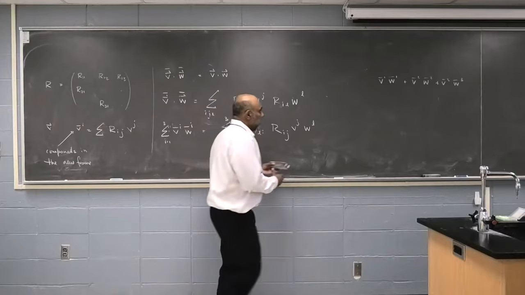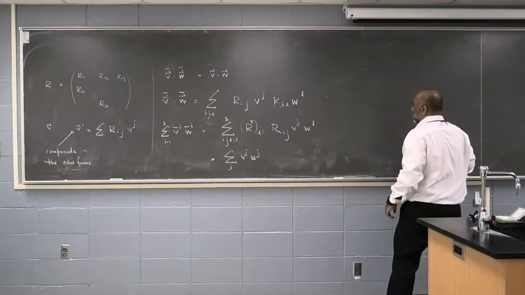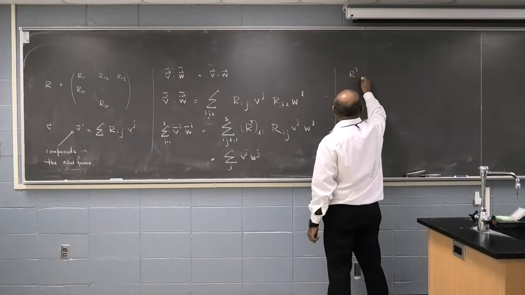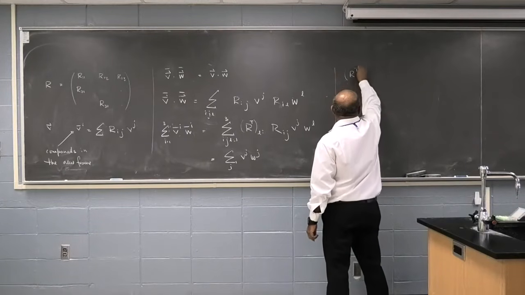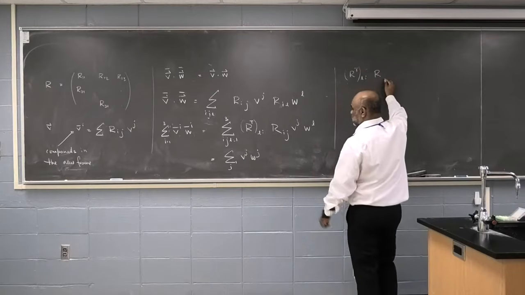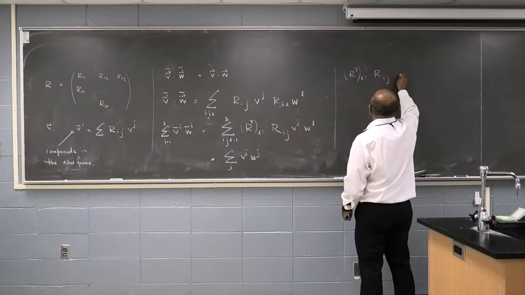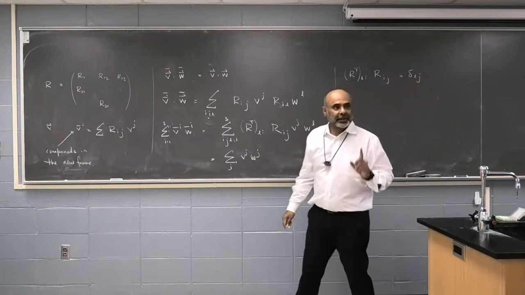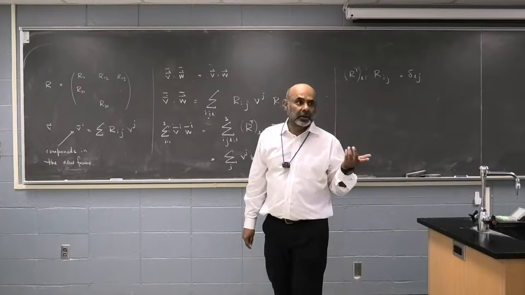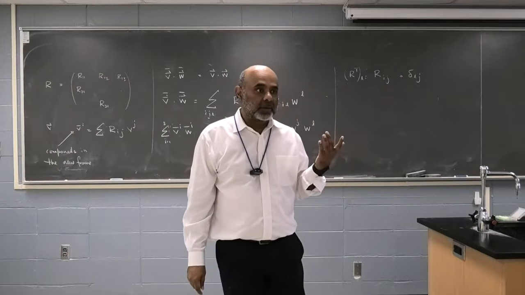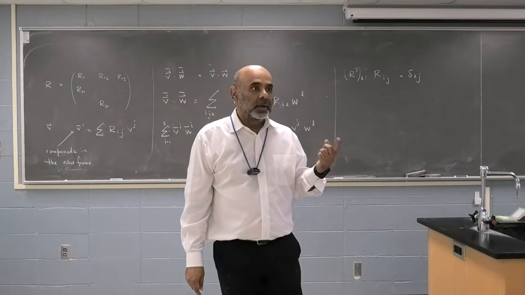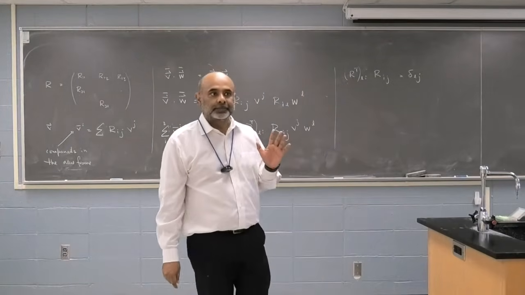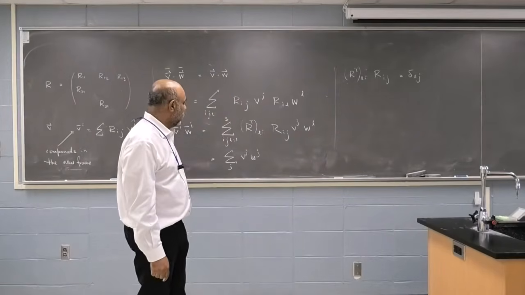You do. Good. Suppose I have R transpose, L I times R, I J to be equal to delta L J. What is delta L J? It's the Kronecker delta. So is that the identity matrix? It's equal to 1 when I equals J. It's equal to 0 otherwise. What happens if that's the case?